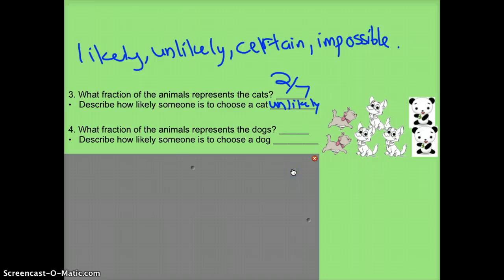Looking at the next one, what fraction represents the dogs? 1, 2, 3. That's 3/7. Again, 3 out of 7 seems like less than half, so I'm going to say again, it's unlikely.